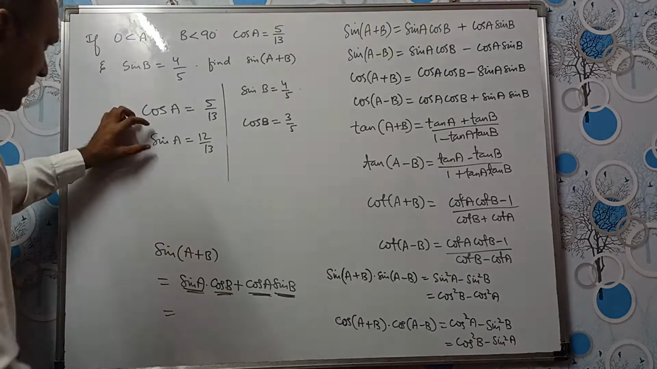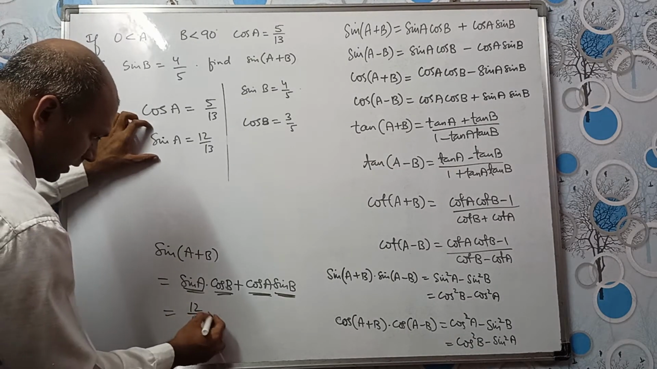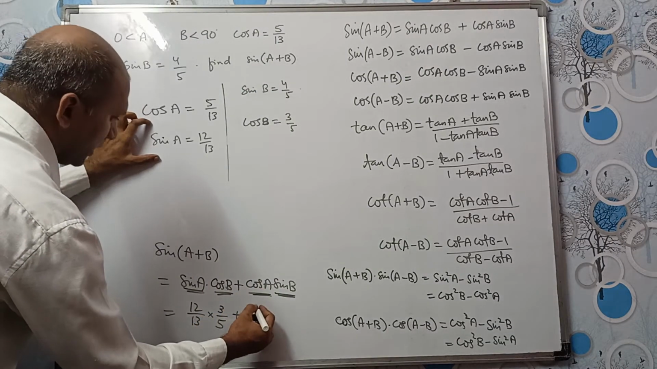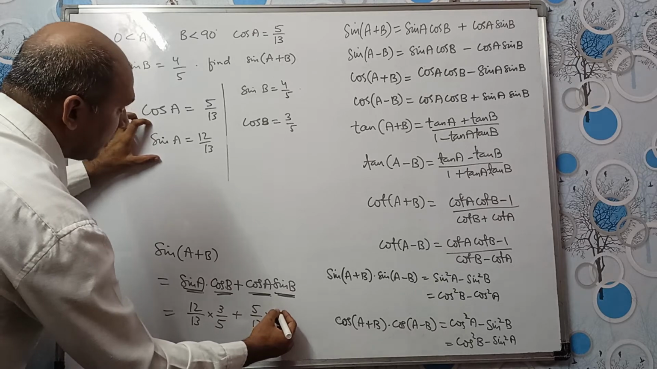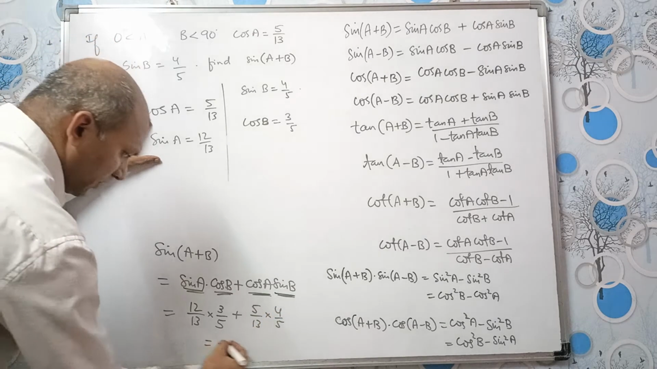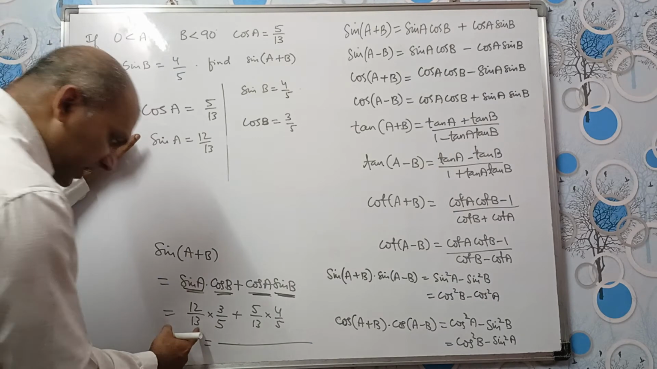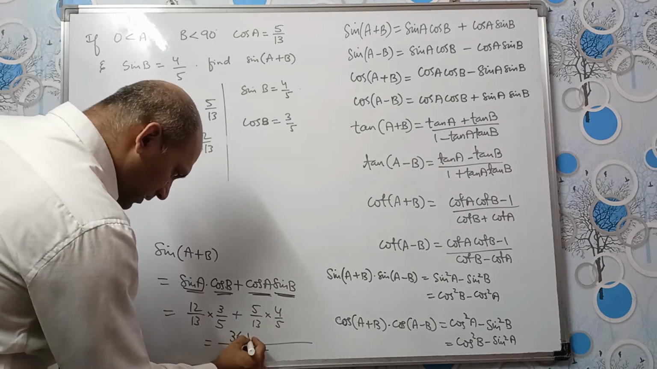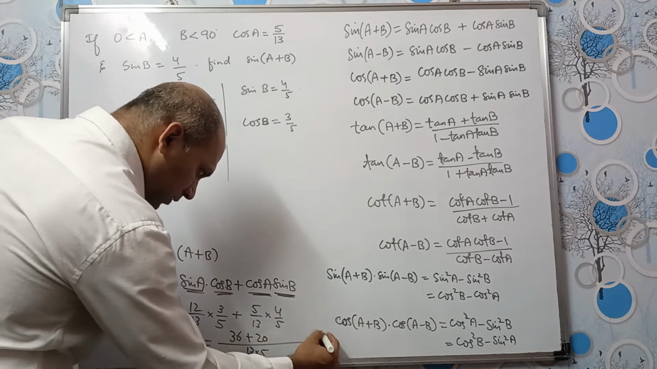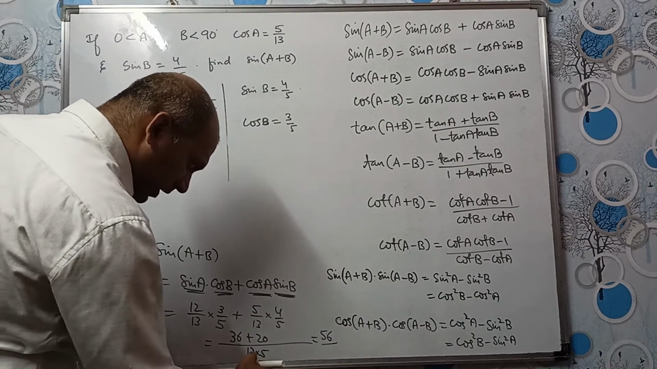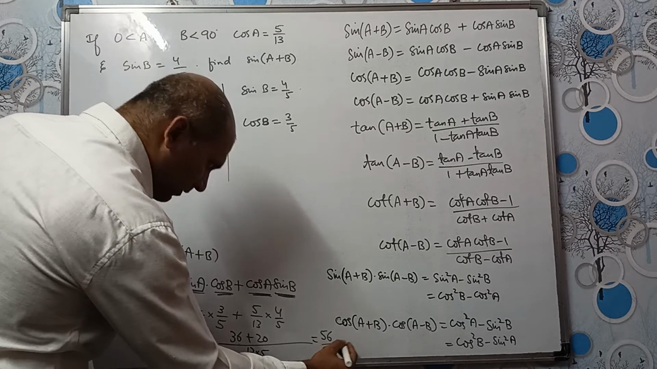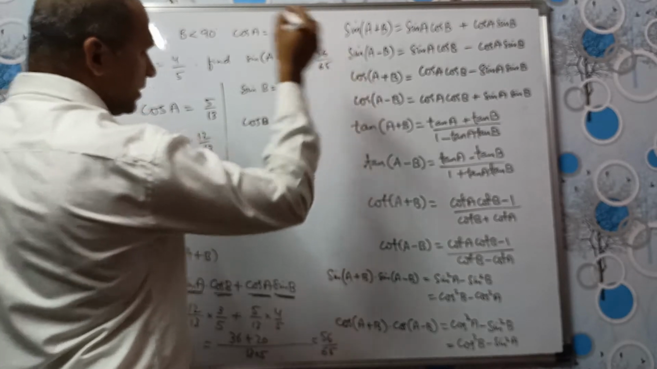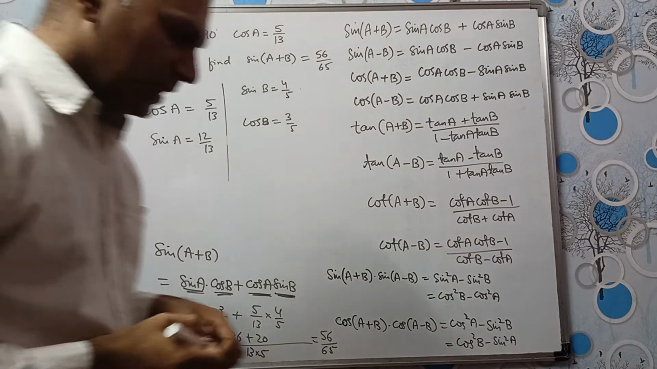So let us substitute the values. Sine A, 12 by 13, multiplied by cos B, 3 by 5, plus cos A, 5 by 13, multiplied by sine B, 4 by 5. Now the denominators are the same, 13 into 5. This is 36 plus 20. So this is 56 divided by 65. So this value is 56 divided by 65. Alright. I hope this is clear.